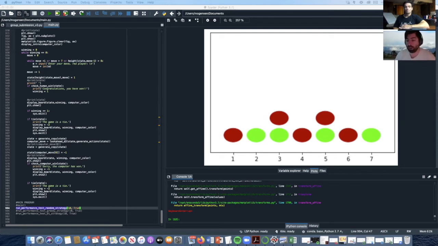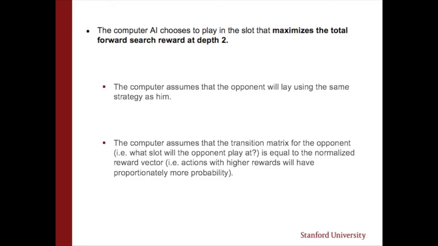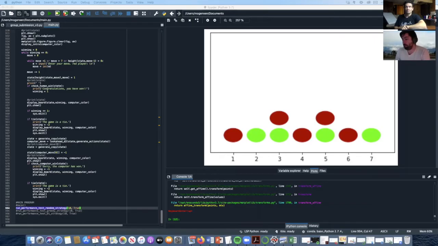So the idea is that we calculate the reward function for each slot. And then we want to maximize the total forward search reward using the look ahead up to a depth of 2. And the following assumptions are made. We assume that the opponent will play the same strategy as the computer. We also assume that the human player will play in certain slots with a probability that's proportionate to their expected reward. So we assume that if the human player can win by playing in a certain slot, they're going to play in that slot with probability 1.